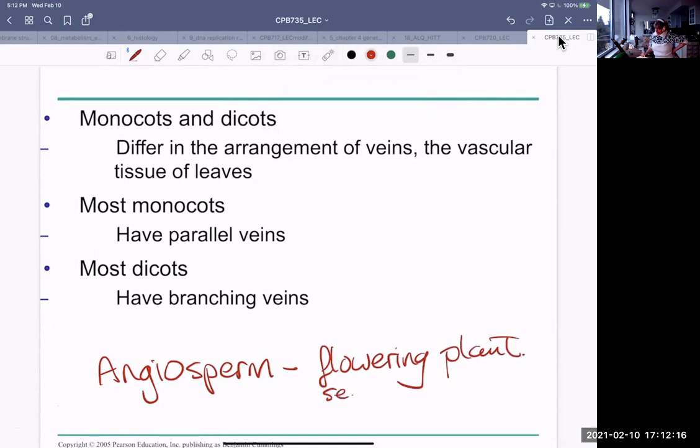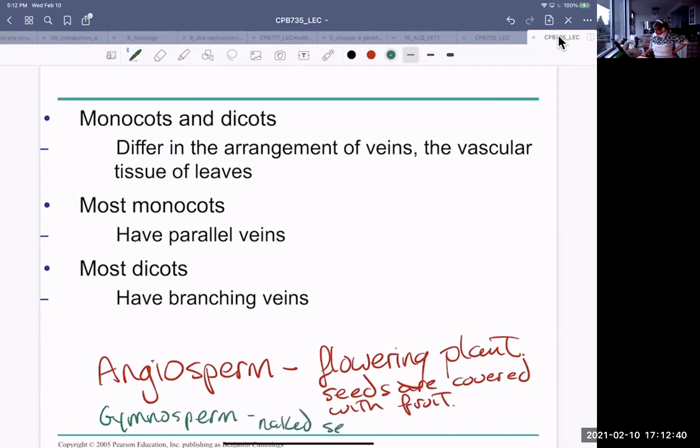And the seeds are covered with fruit. It could be a dry fruit, it could be a moist fruit. The other type of plant that we're not looking at is called a gymnosperm, which means basically naked seed. Those are your evergreens. So those are plants with cones.